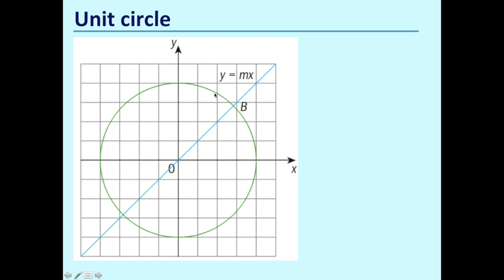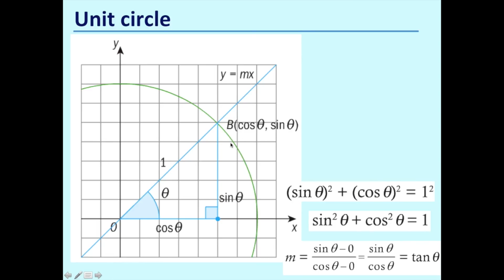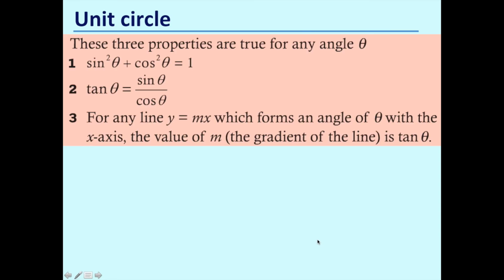Here we've got a unit circle with a line drawn through it. If we want to find the gradient, we'll be able to find that from the tangent of theta, the angle that that line makes with the x-axis. We know that with Pythagoras, sine squared theta plus cos squared theta is going to equal 1. The gradient is going to be the change in y, which is sine theta minus 0, over the change in x, which is cos theta minus 0, which is equal to tan theta.